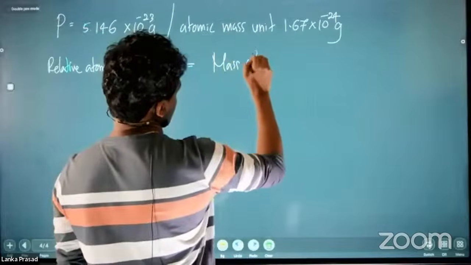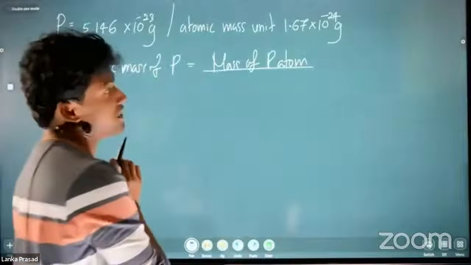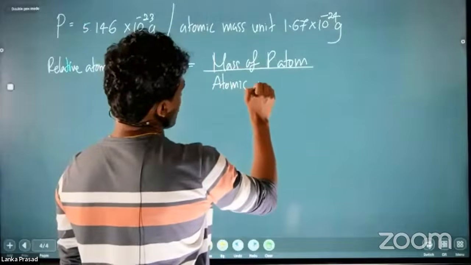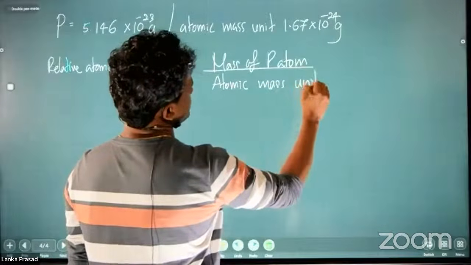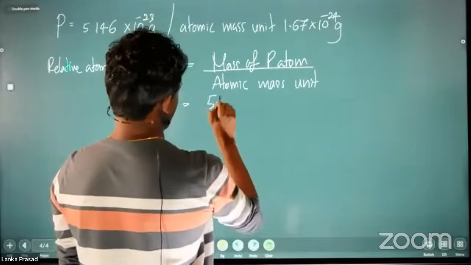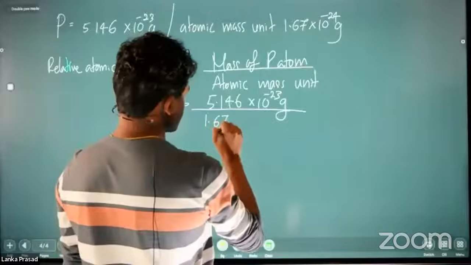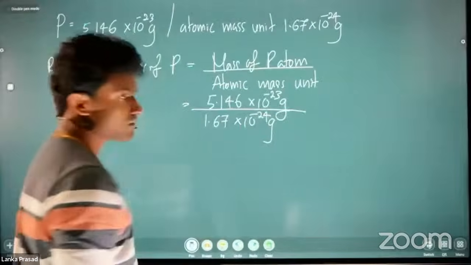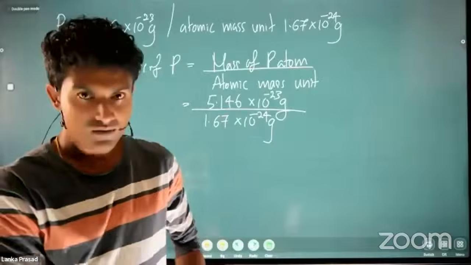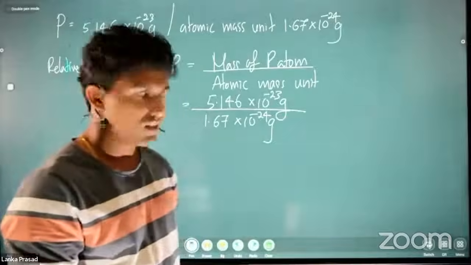The mass of the phosphorus atom should be divided by the mass of C-12. No, you can't write that, because they have given the atomic mass unit. Now you have to divide by the atomic mass unit. Easy. So 5.146 times 10 to the power minus 23 grams should be divided by 1.67 times 10 to the power minus 24 grams. So what about the 1/12? You have to put 1/12 when you substitute carbon-12. But it's not carbon-12, it is the atomic mass unit, so you can't write the 1/12 part. Then simplify.